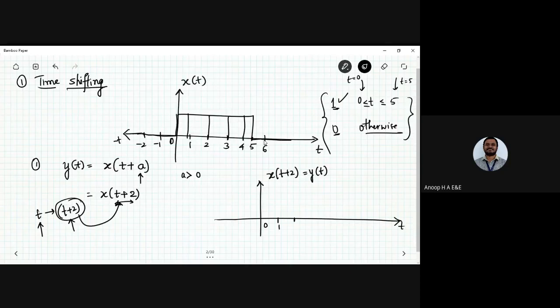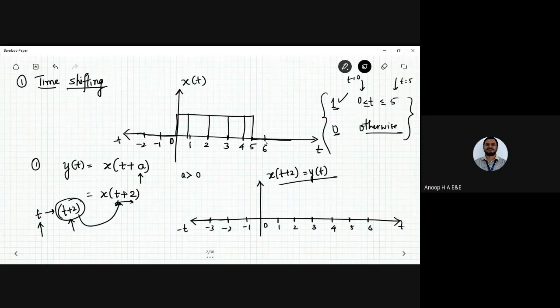Here this is 0, this is 1, this is 2, this is 3, this is 4, this is 5, 6, and later on -1, this is -2, next I have -3. This axis is t. So that is what we mean by y of t equal to x of t plus 2.